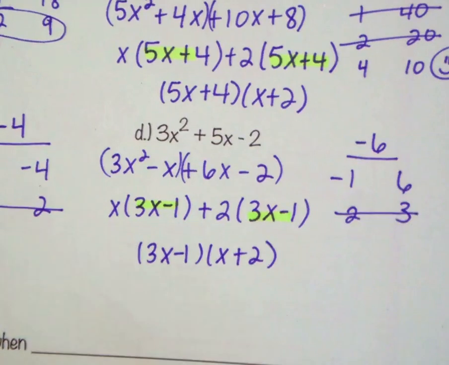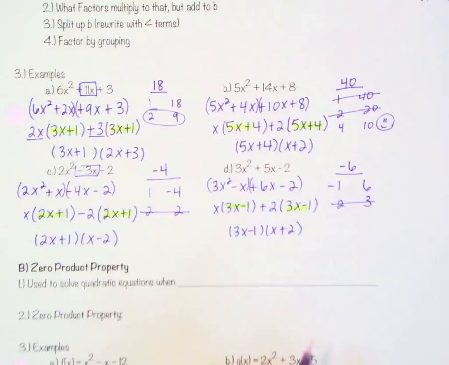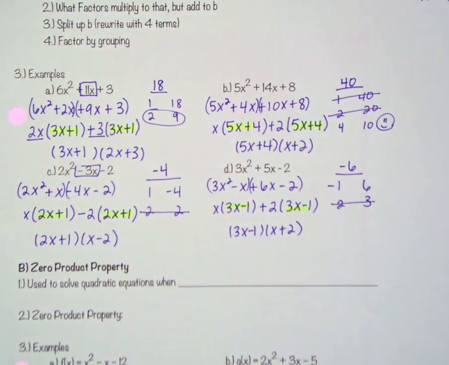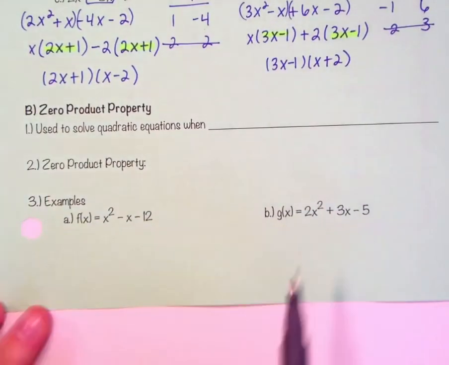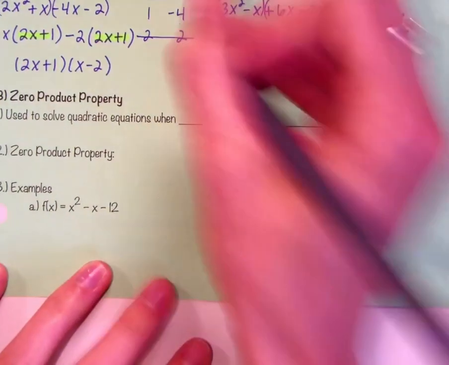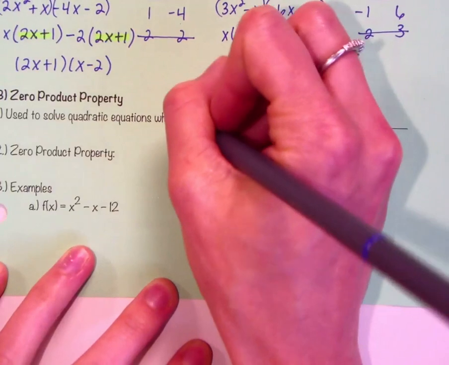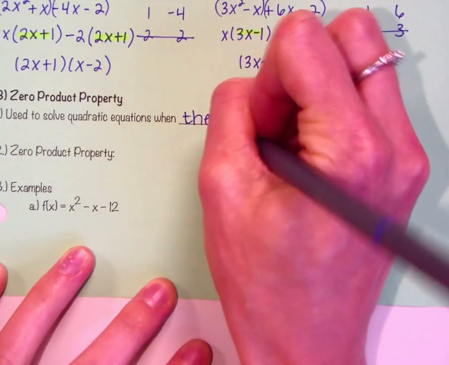So now what we're going to do is we're going to put everything together and talk about how factoring is used to solve quadratic equations. So far, the only way that we have talked about how to solve is by using the quadratic formula. So the quadratic formula, the solutions tell us where we cross the x-axis. Okay, so the other method, the next method we're going to talk about is when it can be factored. So the zero product property is used to solve quadratic equations when the equations can be factored.